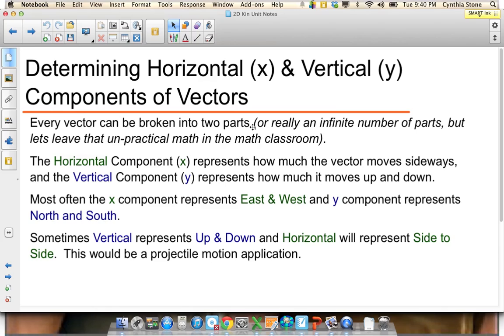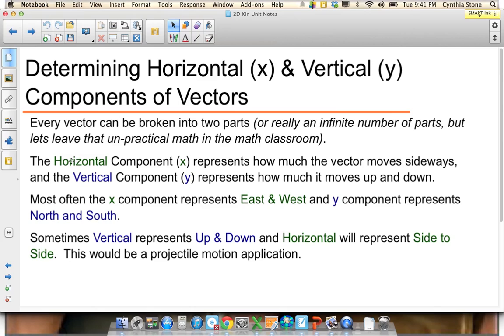And as I wrote in italics here, if you asked your math teacher, they'd say it can be broken into an infinite number of parts, meaning that you might want to find the component of a vector that's in the 20 degrees north of east direction or something like that. But we'll leave that, it's unpractical. We do horizontal and vertical because it's very practical in physics. I think in math you might not do them at all. I'm not sure. But we do care about it.